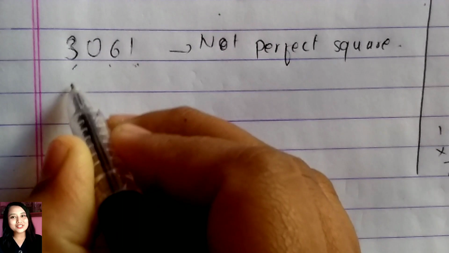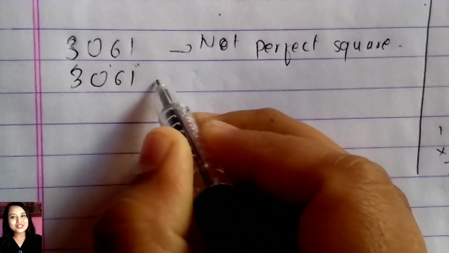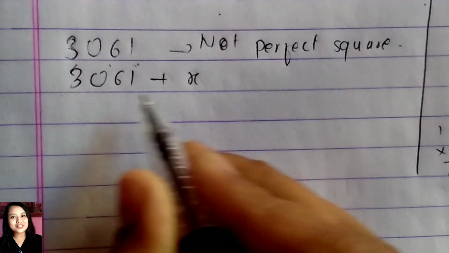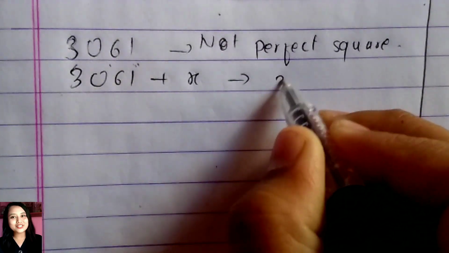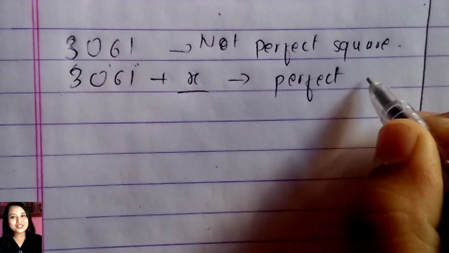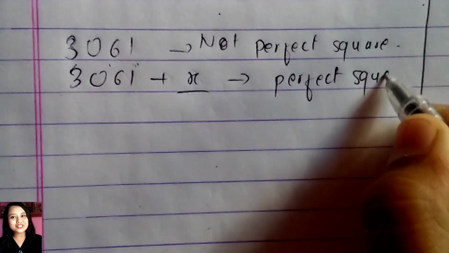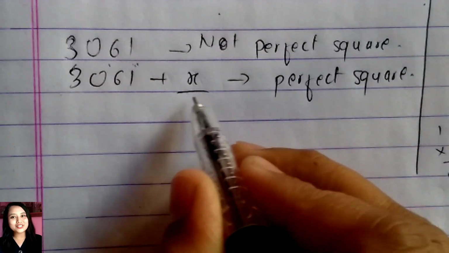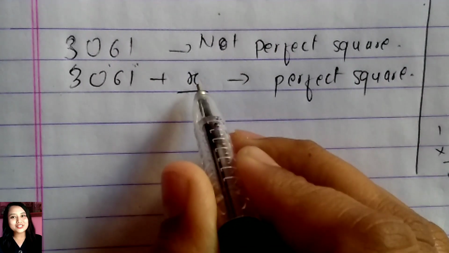Okay, so here 3061 plus how many students? Suppose x students should be added to make a perfect square. So this x we need to find out. So how to find out? We'll be doing this one. Let the number of students to be added be x.